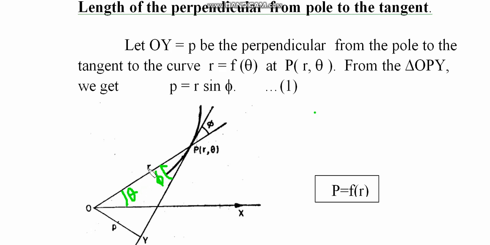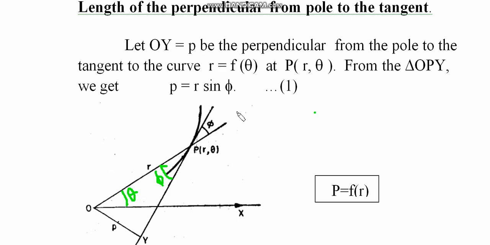So the relation between r and this angle theta is the equation of the curve, r is equal to f of theta. This represents the polar equation of the given curve. So at the point P (r, theta), let Py be the tangent to the curve. Now this length Oy is called the pedal, small p. And the relation between p and r, the radius vector, that is p is equal to f of r, represents the pedal equation of the given curve.